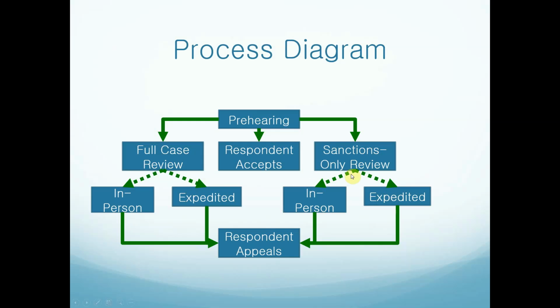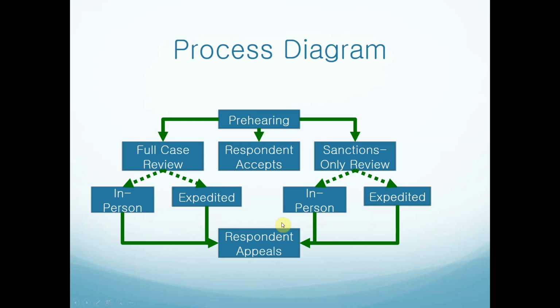Same thing in a sanctions-only review. Again, sanctions-only review is where the student admits that they cheated or they admit that they did wrong, but they believe that the punishment recommended by the professor is too harsh. Again, that student can also choose either an in-person or an expedited review. And again, if it's an in-person review, the student and the professor are in person. They both get to state their case for the committee. If it's an expedited review, the committee just reviews the materials and makes their decision.